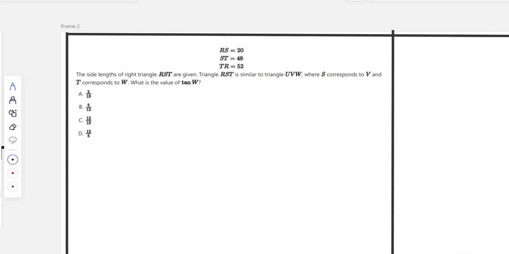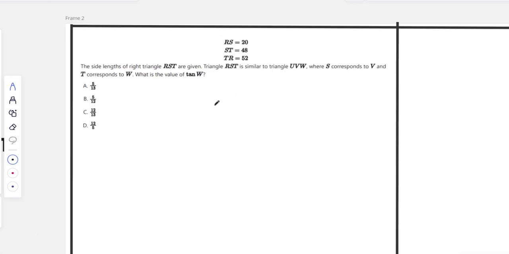If triangle RST is similar to UWV, I'm going to draw this out. Let's say we have R. It's a right triangle, RST. It looks like from T to R is the longest side, so that's going to be the hypotenuse. Starting at R, going through S, ending at T: from R to S is 20, from S to T is 48, and from T to R is 52.